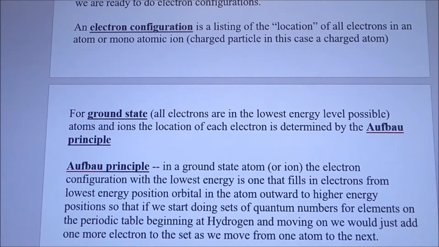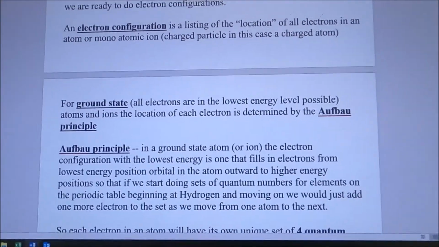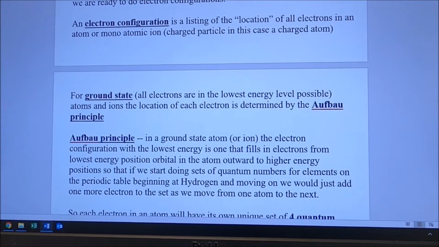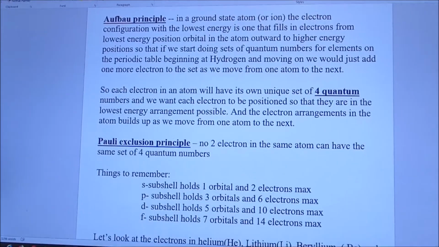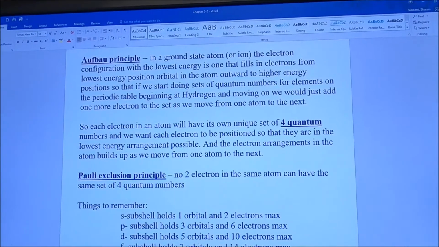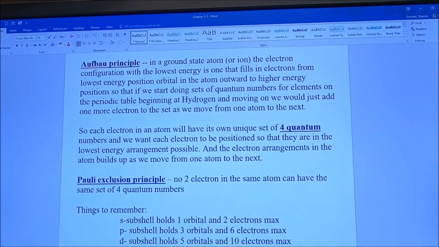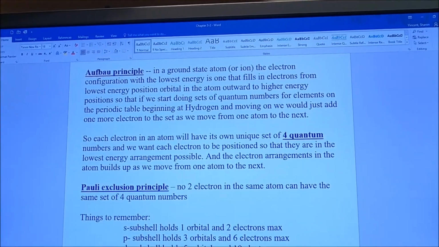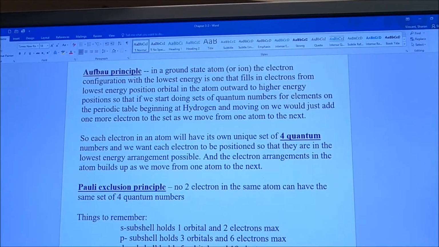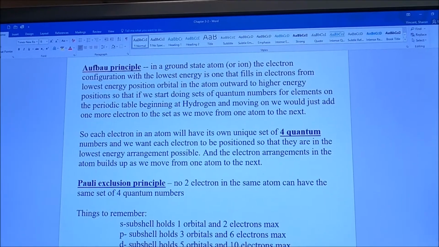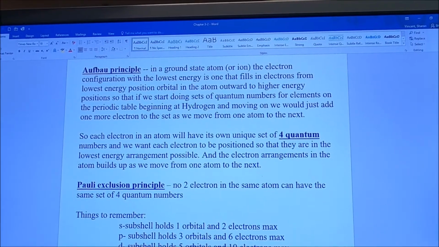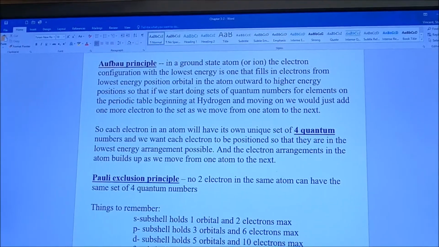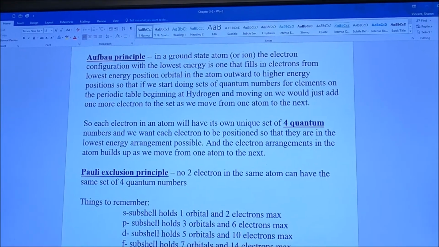And to do an electron configuration, we use the Aufbau principle. Aufbau in German means to fill up. So the Aufbau principle says that in ground state, okay, atoms or ions, electron configurations with the lowest energy is the one that fills in electrons from lowest energy position orbital in the atoms outward to higher energy positions. So if we start doing sets of quantum numbers for elements on the periodic table, beginning with hydrogen, and we move to the next one, we're essentially just moving or adding one more electron in as we move.